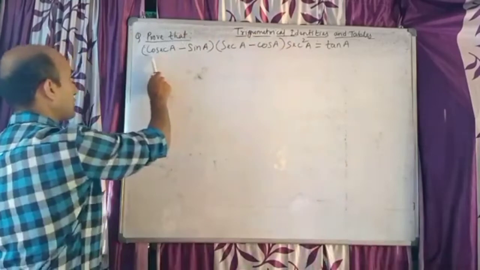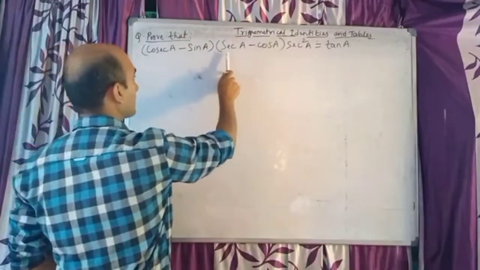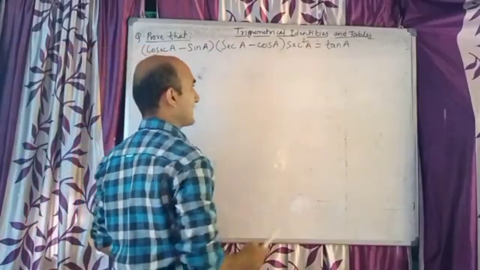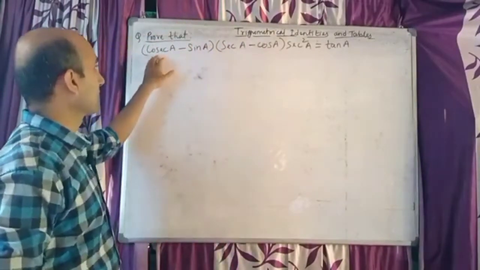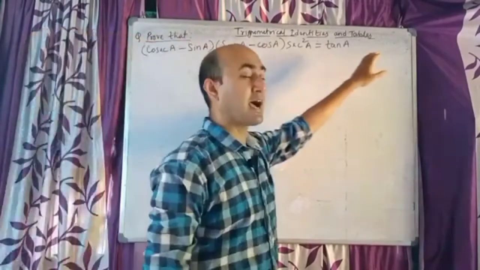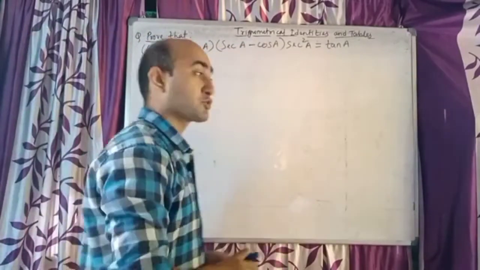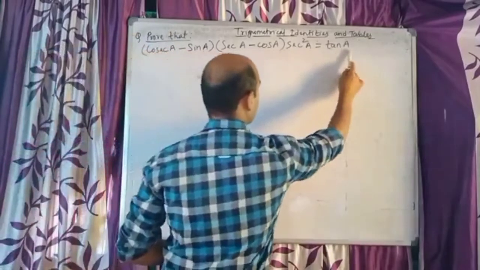Prove that (cosec A minus sin A) into (sec A minus cos A) into sec square A is equal to tan A. So you have to prove. Prove means LHS is equal to RHS. That means LHS part and RHS part should be same. So you can see LHS is very lengthy, but RHS is just tan A.